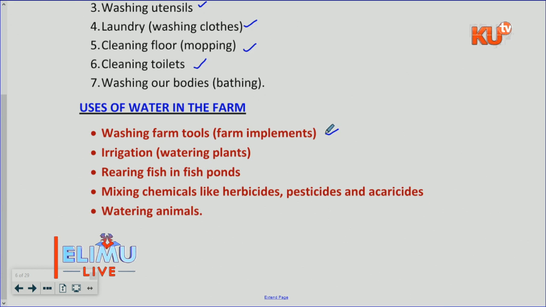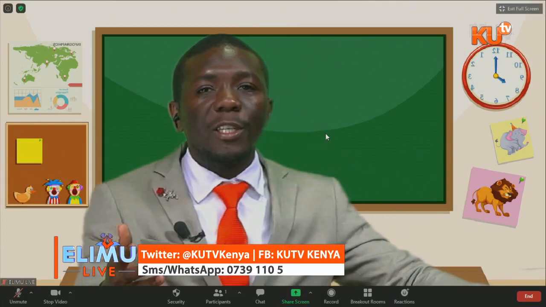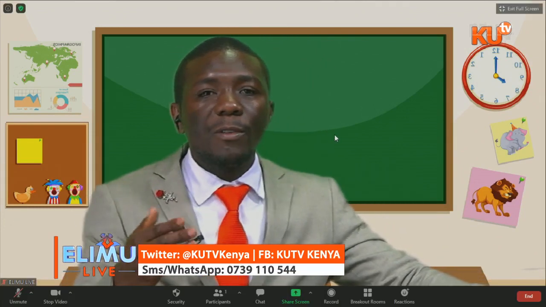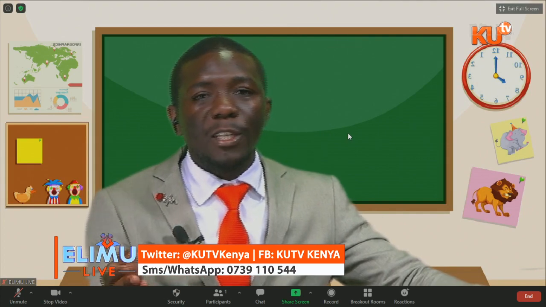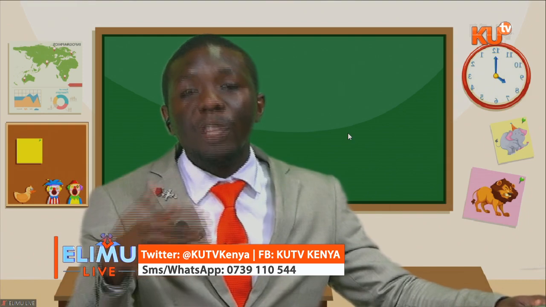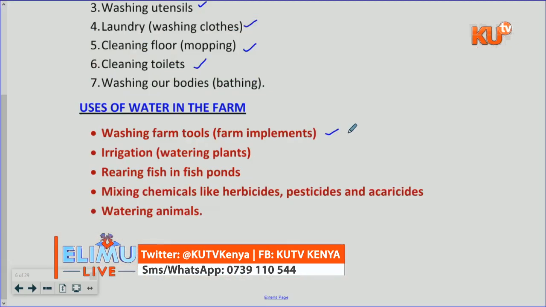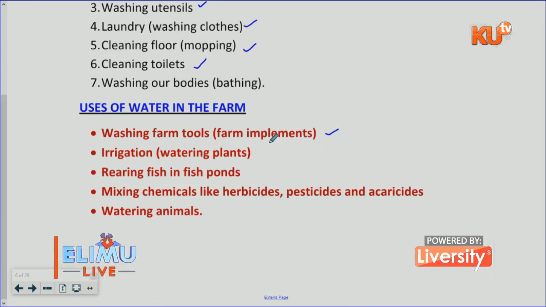When you have used a wheelbarrow, you need to wash it. When you have used a jembe, we need to wash it before storing. When you have used a panga, you need to wash it too. If you have cut something like napier grass, and maybe it was a rainy season, you need to clean it. So water is used to clean farm implements. The other use of water is for irrigation. Irrigation is mainly done during dry season. Watering of plants is the other name for irrigation. And irrigation mostly is done during dry season.